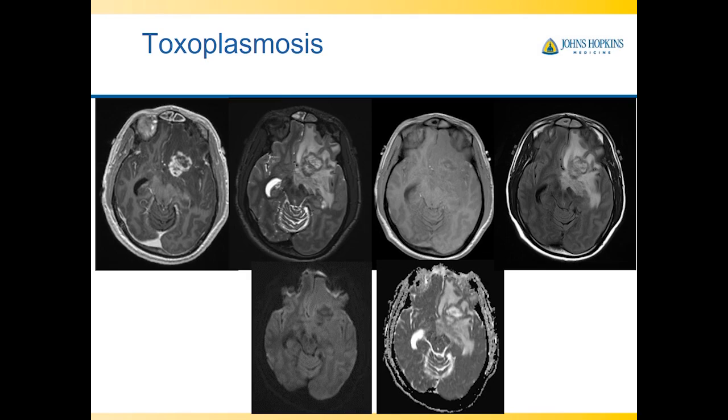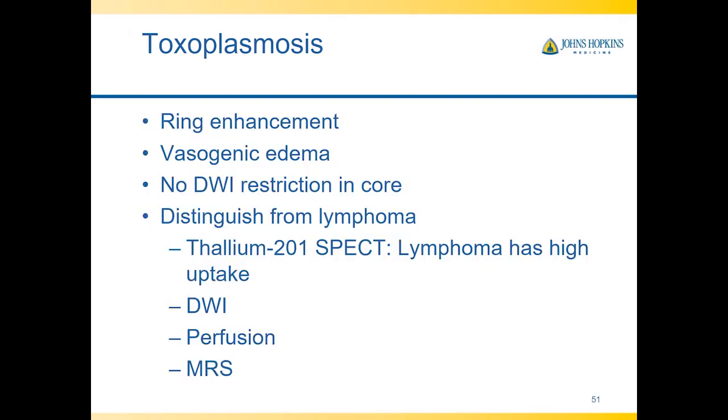You can actually see that there is distension of the right temporal horn, but that could have been a result of the mass effect and effacement of the foramen of Monro, which is not demonstrated on this. So rim enhancing collections with vasogenic edema without diffusion restriction in the core is often a feature of toxoplasmosis.